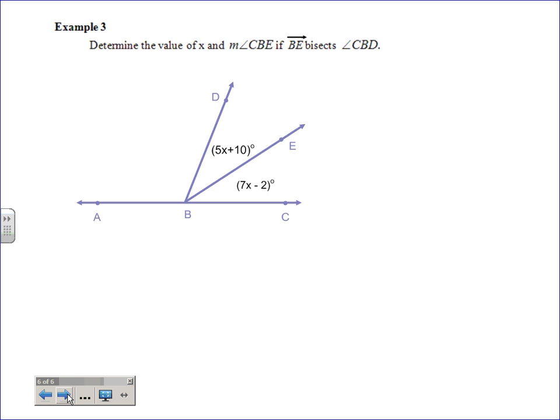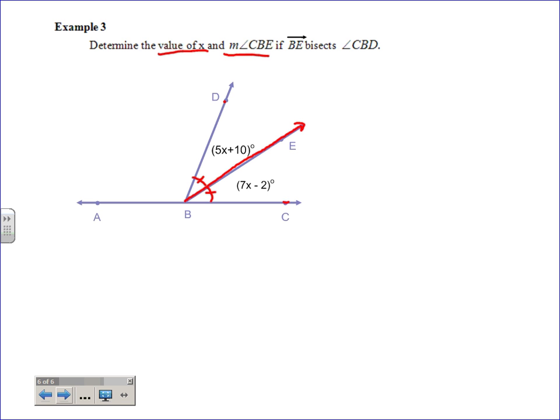Determine the value of x. I might want to make a note of that. We do have to find x, and the measure of BE. So this ray right here is apparently bisecting CBD. So what I would do is go ahead and put your little marks in there, whichever congruent marks you're going to use. You don't have to match mine. Match what you want. So those are apparently congruent.